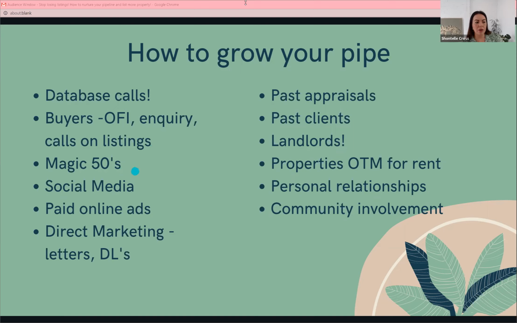The same with calls, obviously. Your magic 50s. So when you do list a property, your magic 50s are such a good opportunity, or magic 100s, just listed, just sold, whatever you want to call them, such a good opportunity to find out what the neighbors are doing. And if we have a look at history, I'm sure, and I know this is definitely the case in markets that I've worked in and even around my own home, you see one listing come up in a street and then a few months later, another one comes up in the same street because that vendor has seen the result that property's achieved. They think, I've been thinking about it for a while now, I'm going to jump on the bandwagon as well. So those magic 50s are a really great way of finding your future sellers.